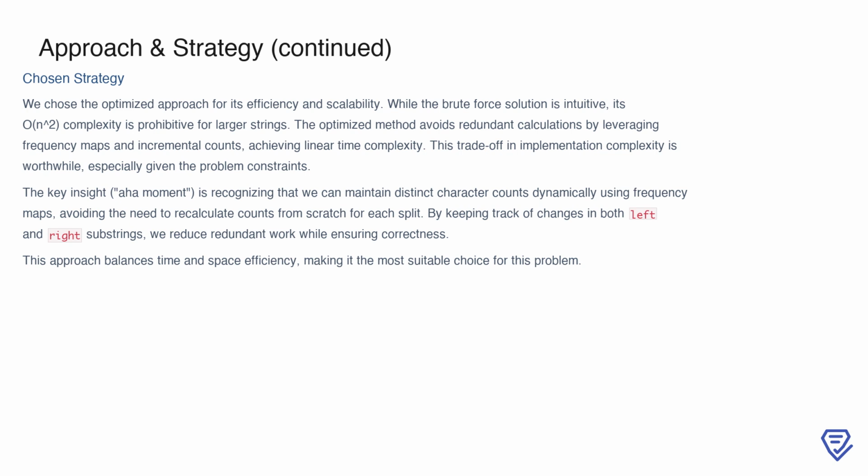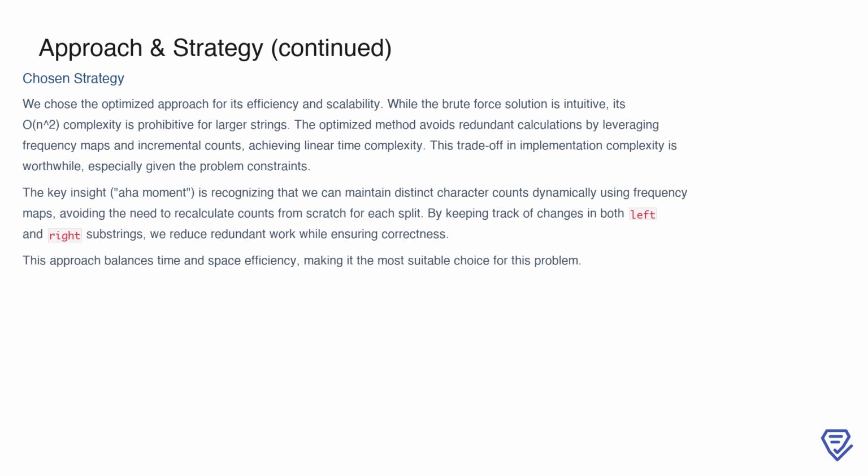The optimized method, on the other hand, leverages frequency maps and dynamic counting to achieve a significant improvement in time complexity, reducing it to O(n). The key insight here is recognizing that distinct character counts can be maintained dynamically as the left and right substrings change. By tracking these counts incrementally rather than recalculating them for every split, the approach eliminates redundant work. This balance of efficiency and scalability makes the optimized approach the best choice for this problem, especially under the given constraints.